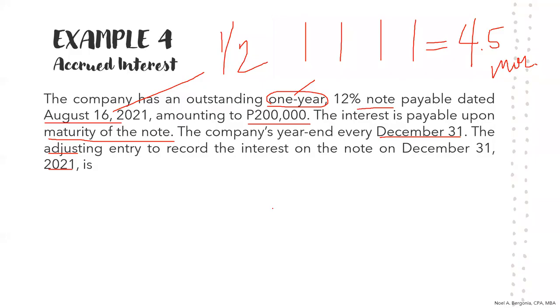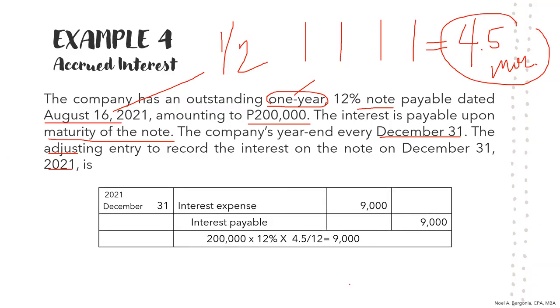Okay, so now let's compute using the 4.5 months. So our adjusting entry now would be based on the 200,000 face value or the principal times the 12% na annual interest rate, then times 4.5 months over 12 kasi good for 1 year ngayong interest rate. So that would be equal to 9,000 pesos. Okay? So debit interest expense 9,000 and credit interest payable 9,000. Okay? So I hope na nasundan na ninyo yung with regards to accrued interests po natin.